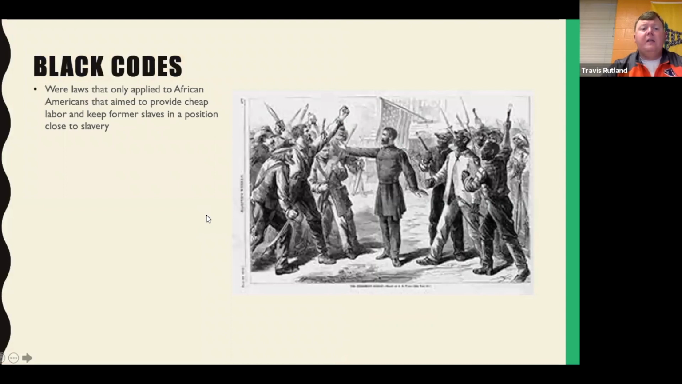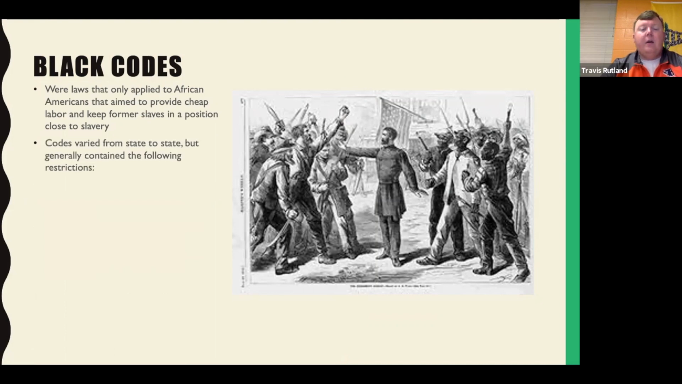Black codes were laws that only applied to African Americans that aimed to provide cheap labor and keep former slaves in a position close to slavery. Now, yes, they were free, but white people still tried to keep the African Americans kind of in that position.